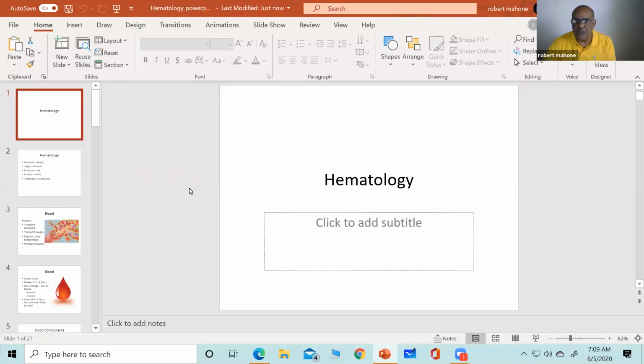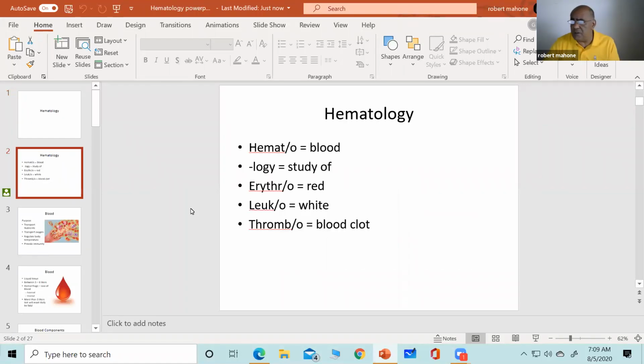Okay, so today we're going to be discussing hematology, talking about the blood. The word parts that are important to us in here are hemato, which means blood, as in the term hematology, logi being the study of. So hematology is the study of the blood. Okay. And other word parts important for us will be added as we go.